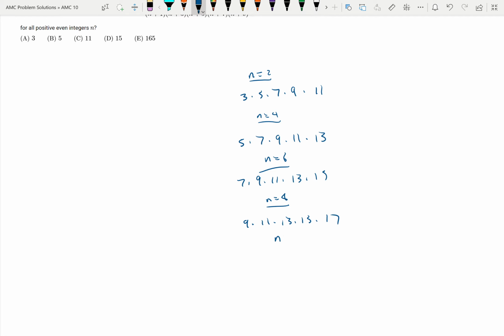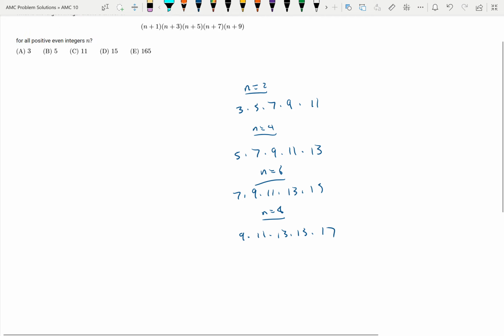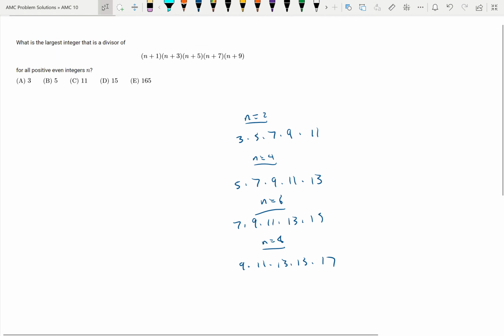And lastly, I'll do n equals 10. This will be 11 times... actually, let's stop there. All right, so first, what is the largest integer? What integer will always be a divisor no matter what n is equal to? Here we can see that the largest divisor is going to be 3 times 5 times 7 times 9 times 11.